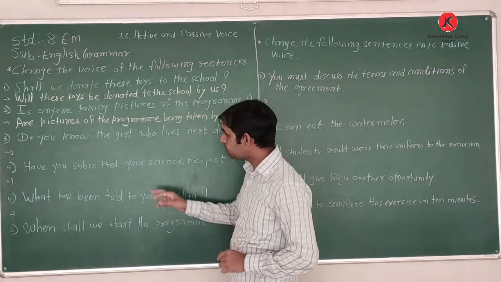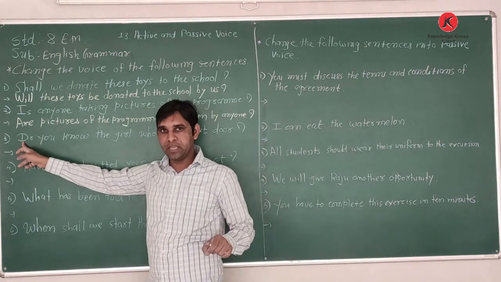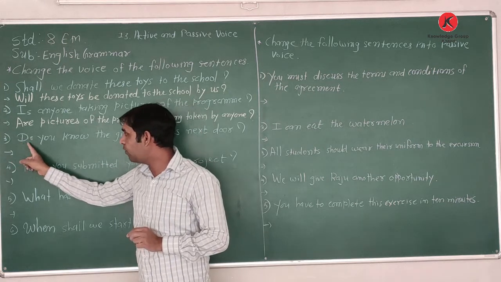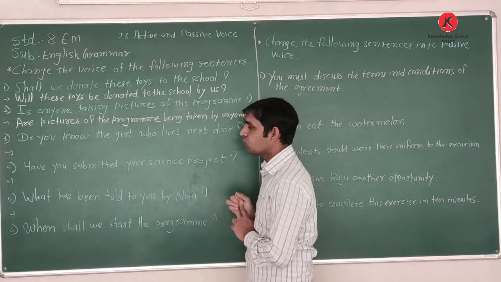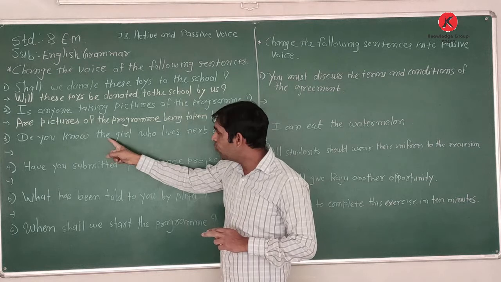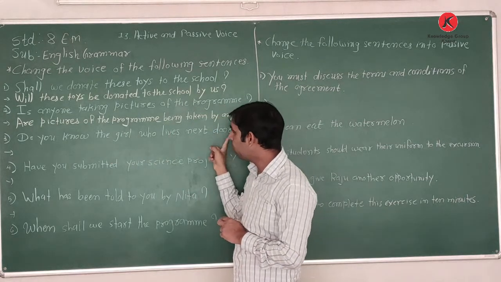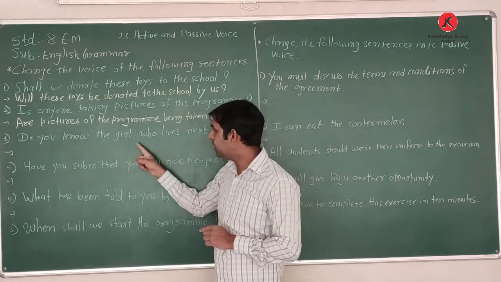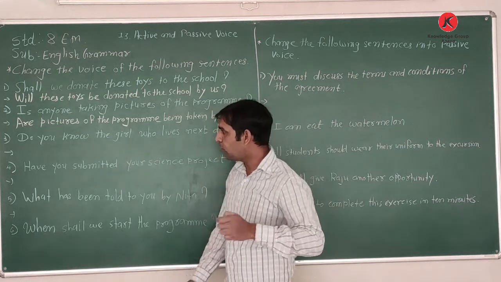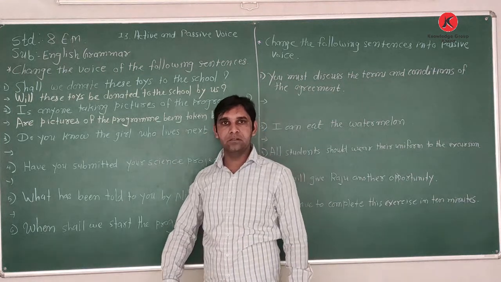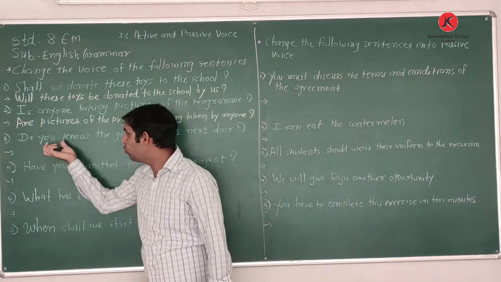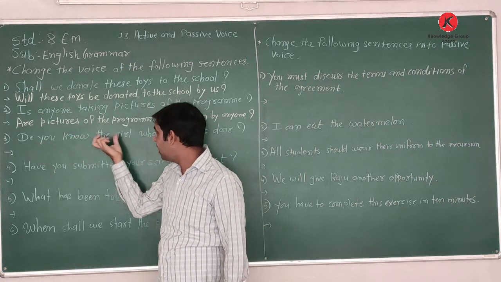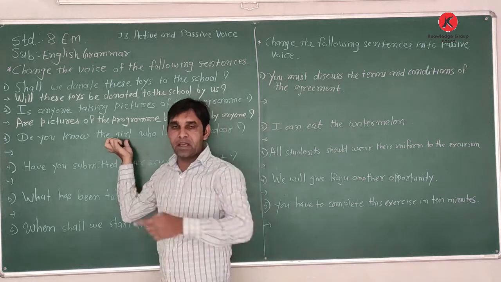Now comes the third. See, do and does: when you see an interrogative sentence in the simple present tense. In the third one: Do you know the girl who lives next door? A relative pronoun comes afterwards. This is more information given about the girl, showing the relation to the girl. So we find the object. Do you know: you is the pronoun, the subject, then the verb, then the object, then the relative pronoun.